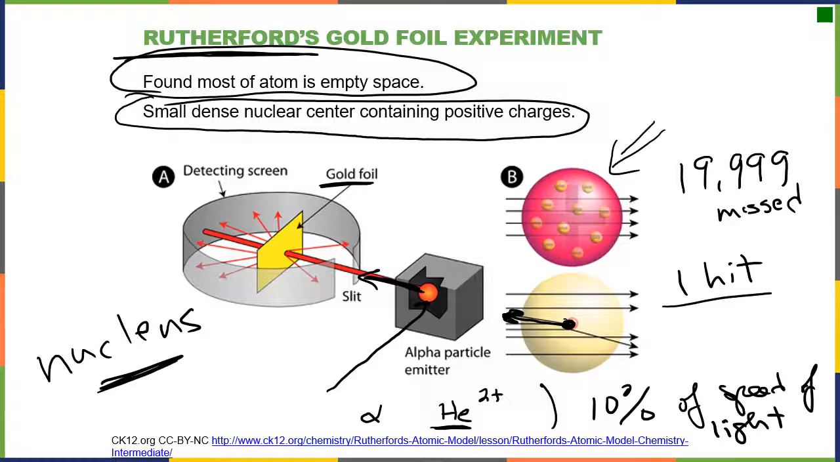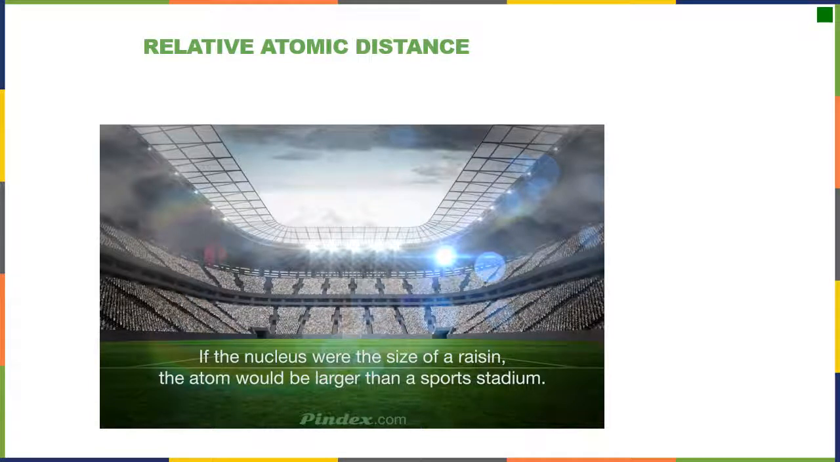Now, this nucleus is tiny, so let's try to understand how tiny this is. If the nucleus were the size of a raisin, the atom would be bigger than a sports stadium. Okay? Size of the atom. And everything in between the raisin, or the nucleus, and the edge of the sports stadium is pretty much empty because those alpha particles could go straight through.